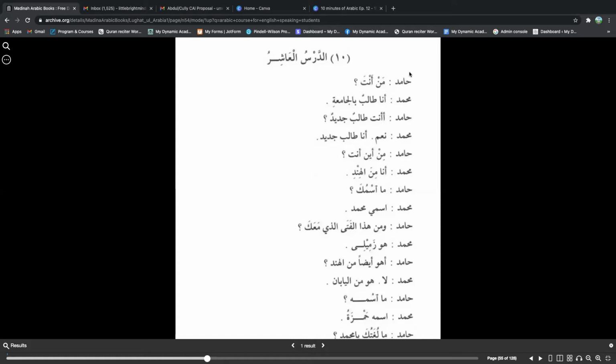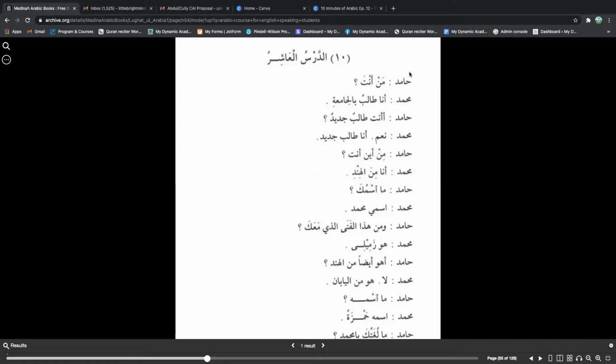Now, we learned about inda, which means with. It can be used to convey the idea of to have. Like you say, indaka qalamun. Do you have a pen? Indaka, so it's like with you. Literally it means, is there a pen with you? But you would translate it as, do you have a pen? عندك قلم.